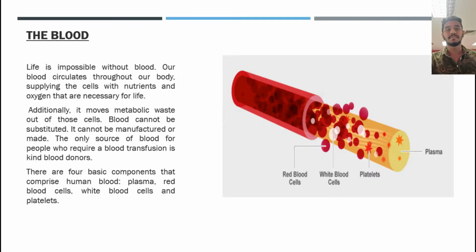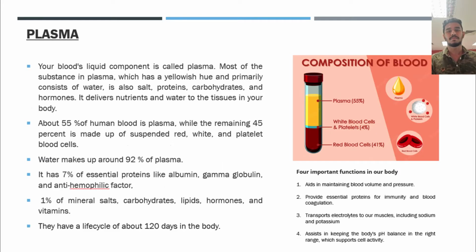Next, the blood. The blood is basically the life force of the human body. It circulates throughout our body and supplies the cells with nutrients, oxygen, and more. It also removes metabolic waste from the cells, and blood cannot be substituted. It cannot be made from scratch. It either needs to be transfused from one human to another, or donated from a certain source. From the blood, there are four basic components: plasma, red blood cells, white blood cells, and platelets. In my next slide, I'll be talking about the plasma.